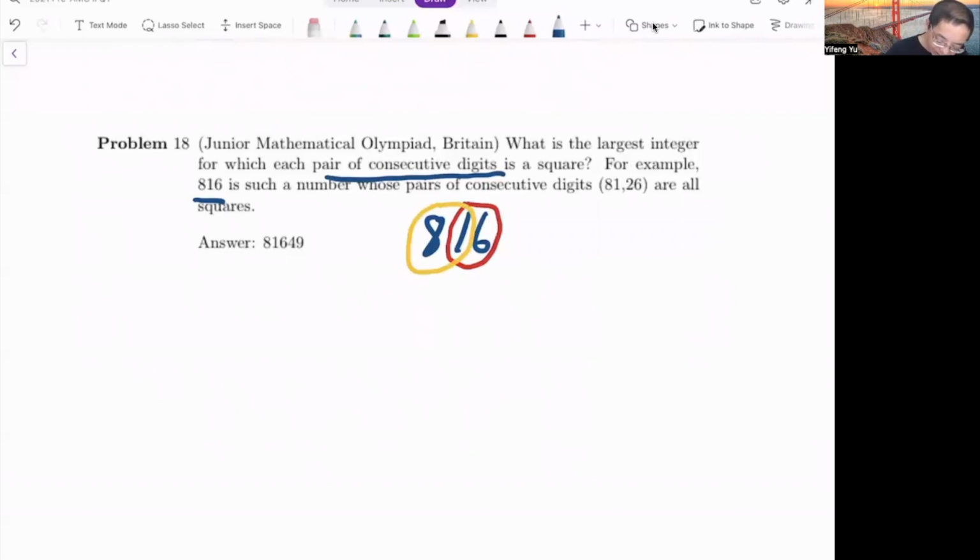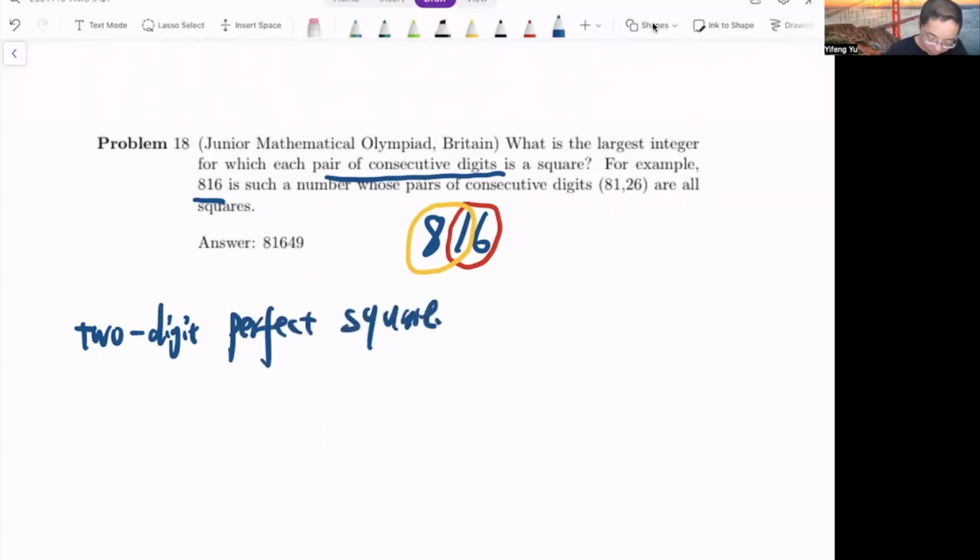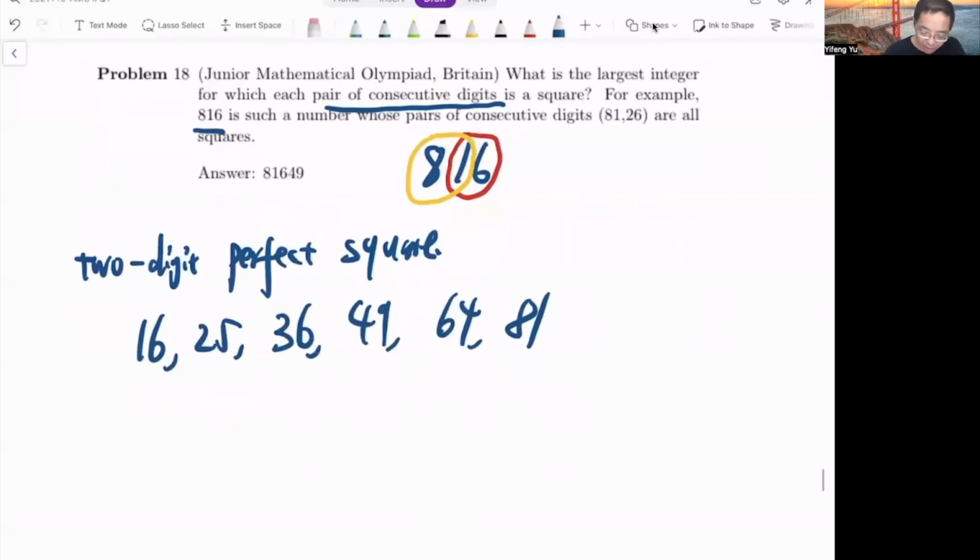Okay, so first, let's list out those 2-digit perfect squares. What we have is 16, 25, 36, 49, 64, and 81. Then we try to combine those numbers together to form the largest one.